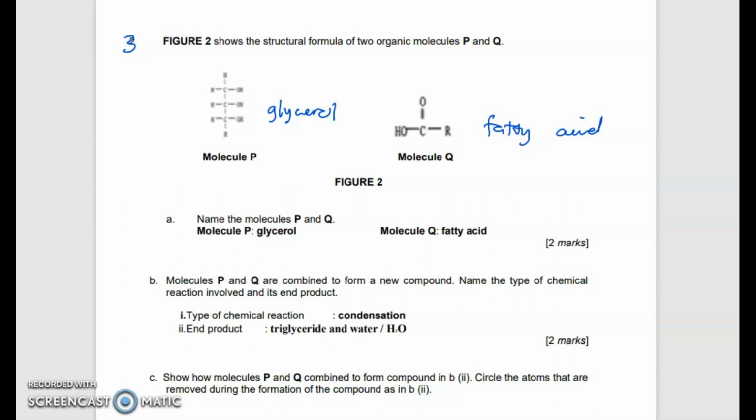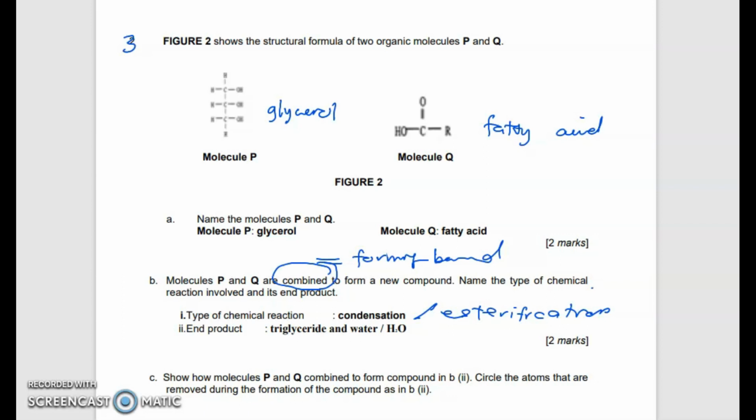Okay, molecule P and Q are combined to form a new compound. Name the type of chemical reaction involved and its end product. Okay, the keyword here is combine. So, combine means involving forming bond. So, when forming bond, the type of reaction is condensation. Or you also can say it as esterification. Also can be accepted.